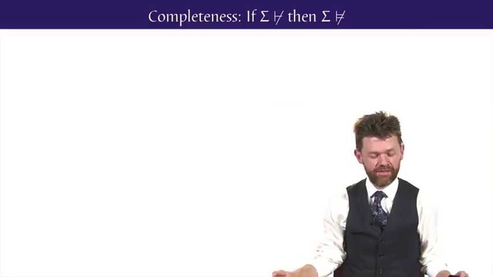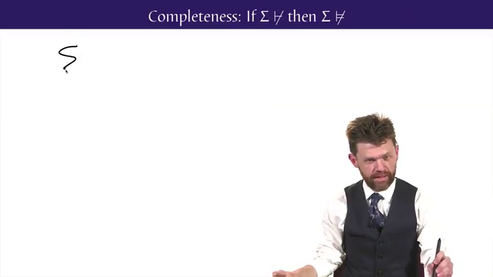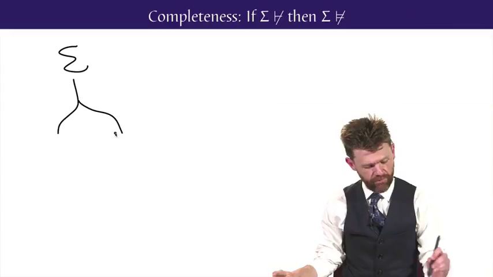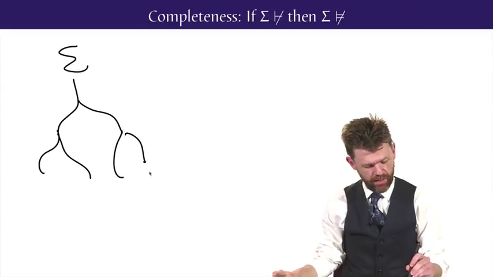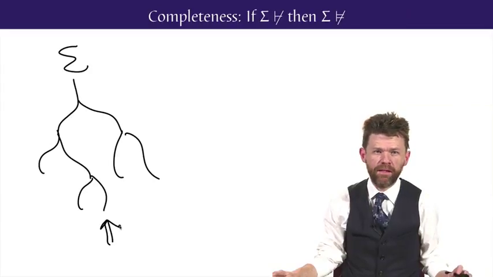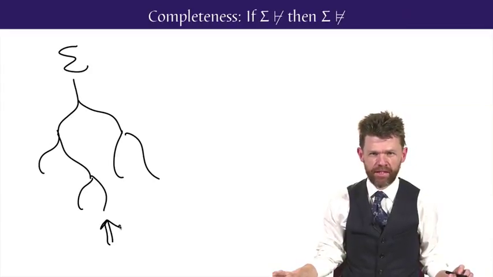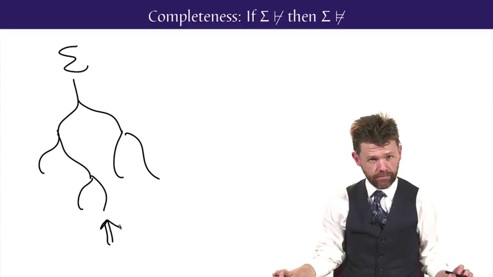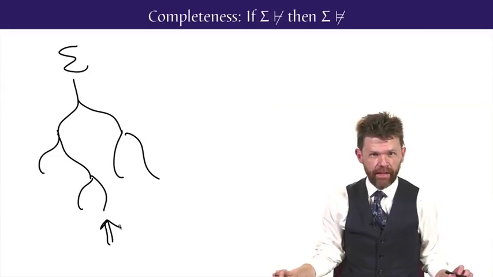This tells us that if sigma is consistent, if a tree for sigma stays open, so I follow my rules, do my tree, and if one of these branches is open, then there is some interpretation that makes sigma true. For this, we start with a completed tree for sigma. So we've got our tree, and I've got an open branch. The aim is to show that this open branch provides the information that we need for a model.